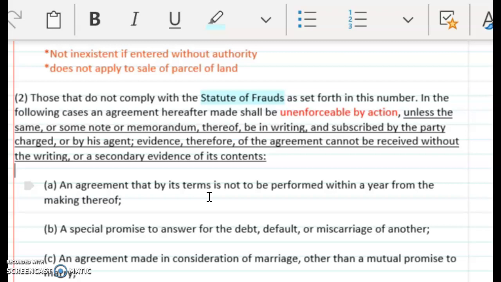So, the test to determine whether an oral contract is enforceable under the one-year rule of the Statute of Frauds is whether under its own terms, performance is possible within a year from the making thereof.